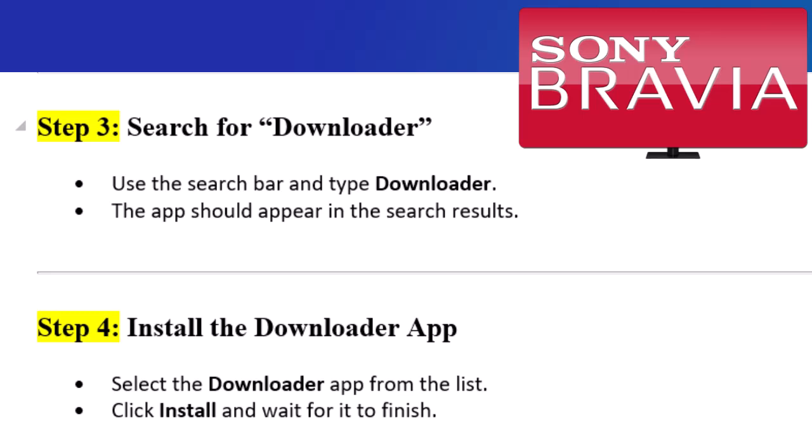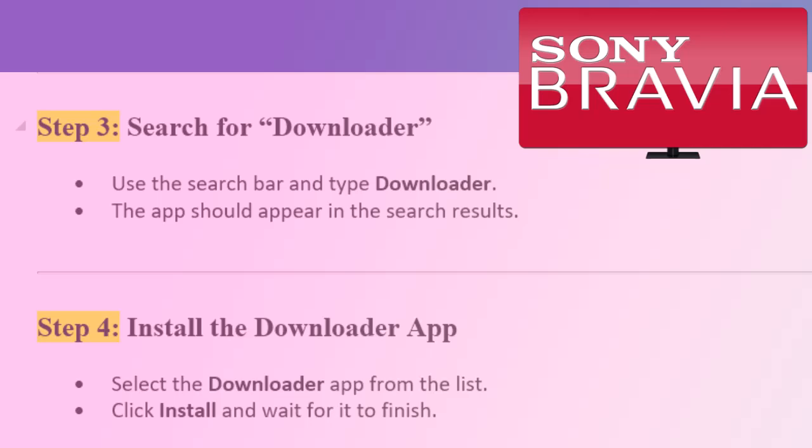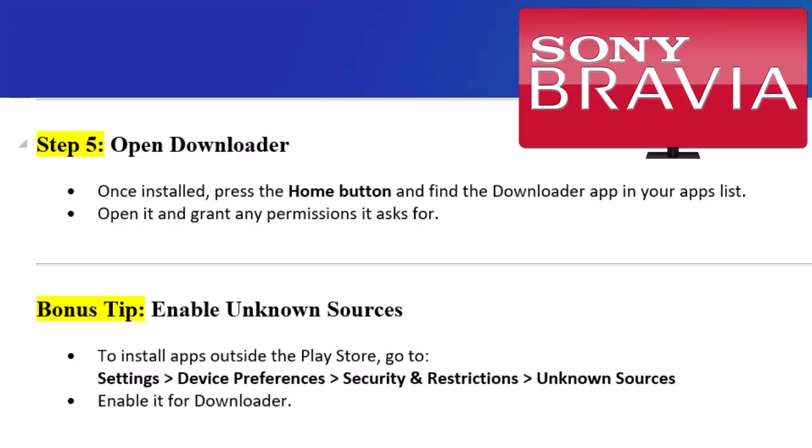Step 4. Install the Downloader app. Select the Downloader app from the list. Click Install and wait for it to finish. Step 5. Open Downloader. Once installed, press the Home button and find the Downloader app in your apps list. Open it and grant any permissions it asks for.